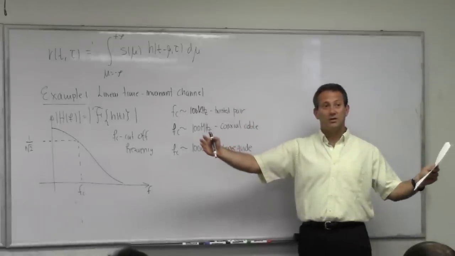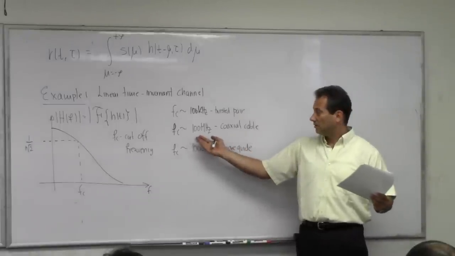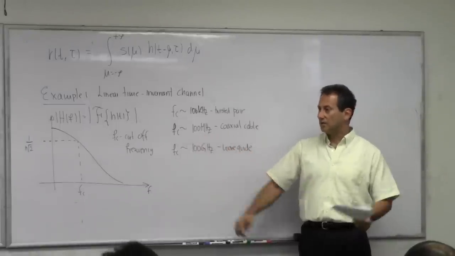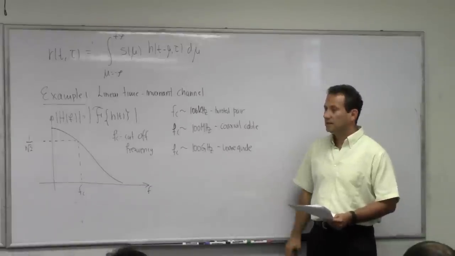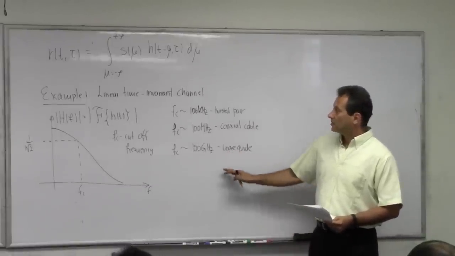So about 100 kilohertz, that's what you get from the twisted pair. 100 megahertz is what you can get out of the coaxial cable, and 100 gigahertz out of the waveguide. Okay, so that's an example.